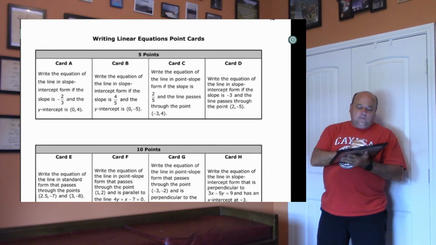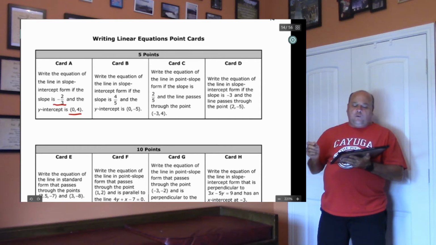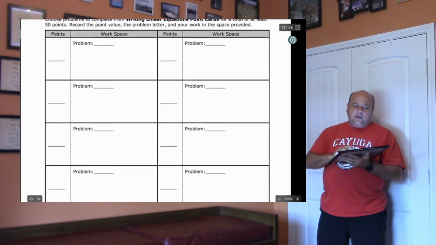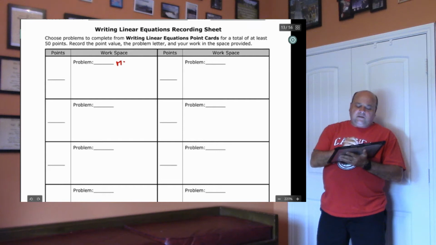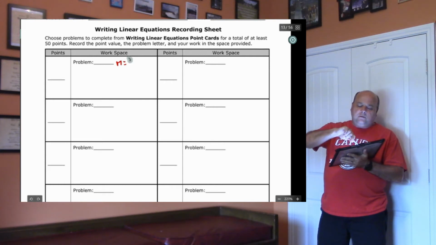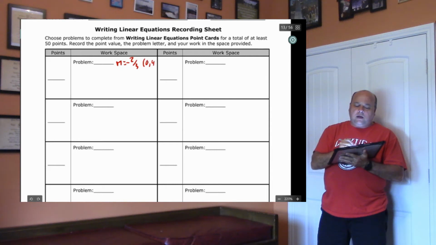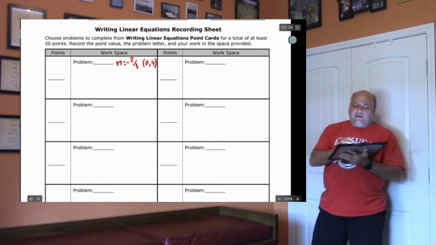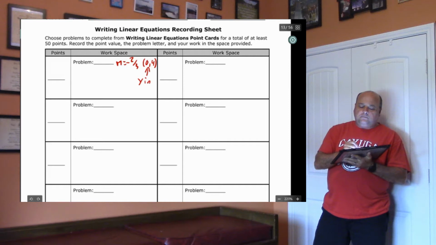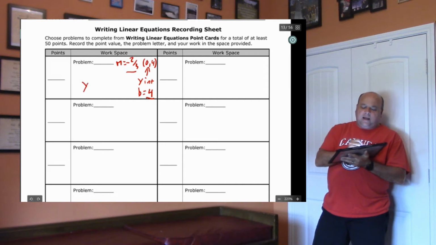So on this one right here, my slope's negative 2/3 and my point is (0, 4). So go to here. The slope is negative 2/3. And my point is (0, 4). Now then, this is the y-intercept in it. So my y-intercept is 4. I know my slope and my y-intercept. So all I have to do is write down the equation. And ding, ding, ding.